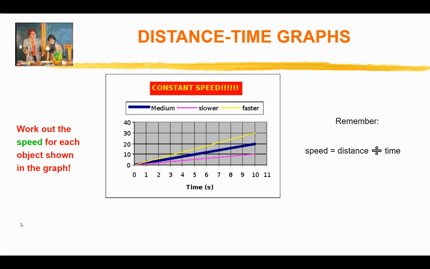And underneath that, how many seconds are we going to put? 10. It traveled the same amount of seconds. When I write seconds, I like to put SEC. SEC, seconds. So 20 meters divided by 10 seconds is how much? 2 meters per second.